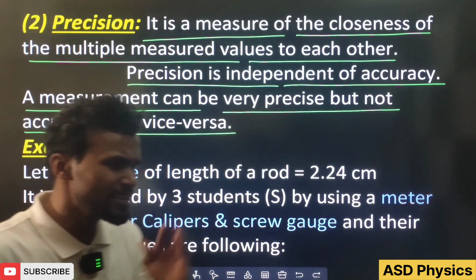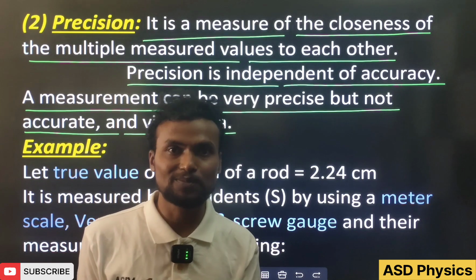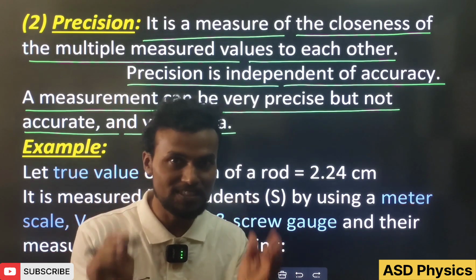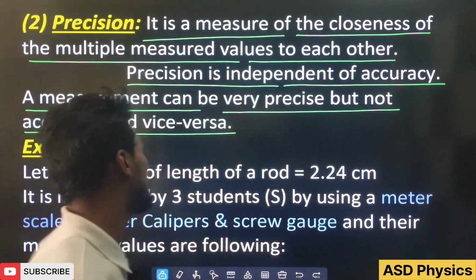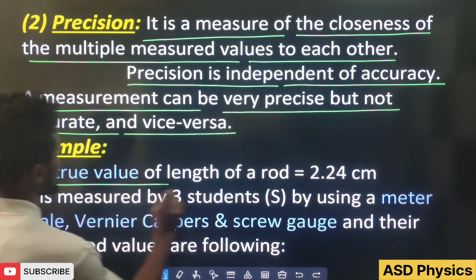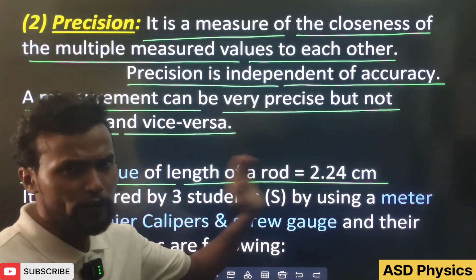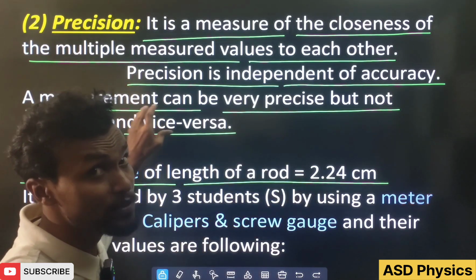Okay, the thing is that high accuracy does not mean high precision. Similarly, low accuracy does not mean low precision. Both are independent from each other. We are going to learn by the example. So see here, under the example, let's see. Again, we have taken the example C. Let true value of length of a rod, again I have taken here 2.24 centimeter. Now we are going to understand the precision basic meaning.